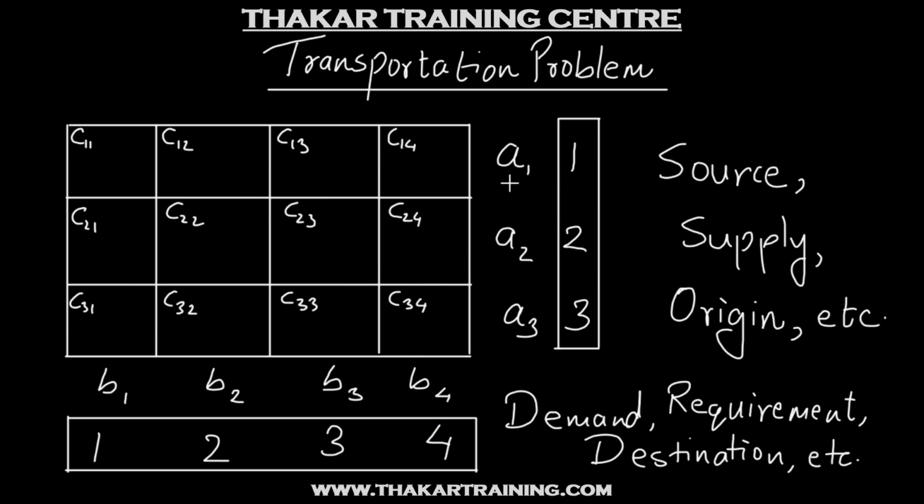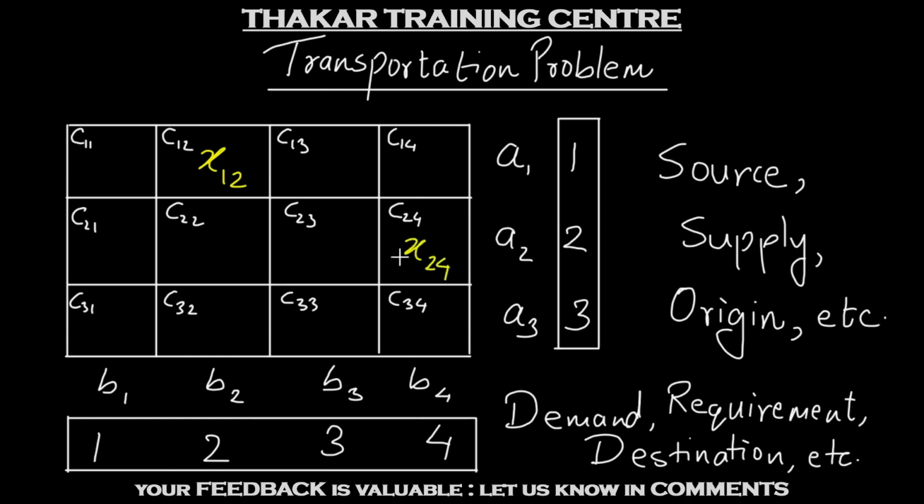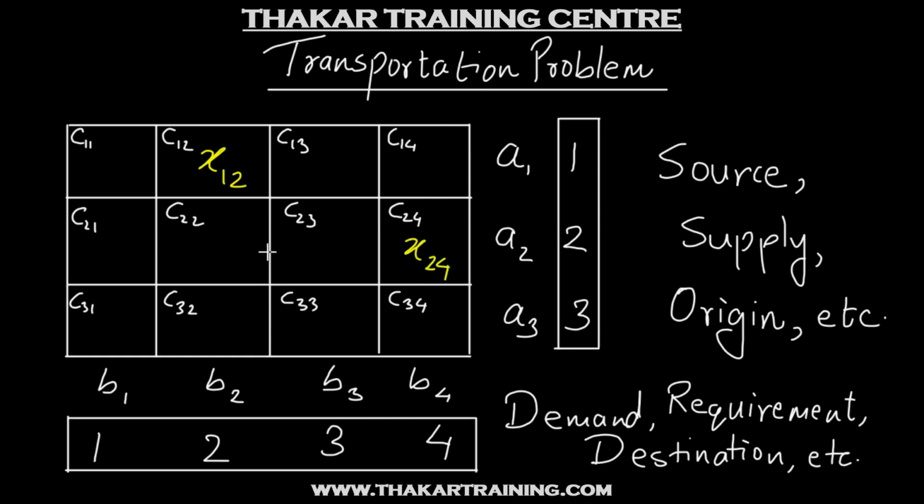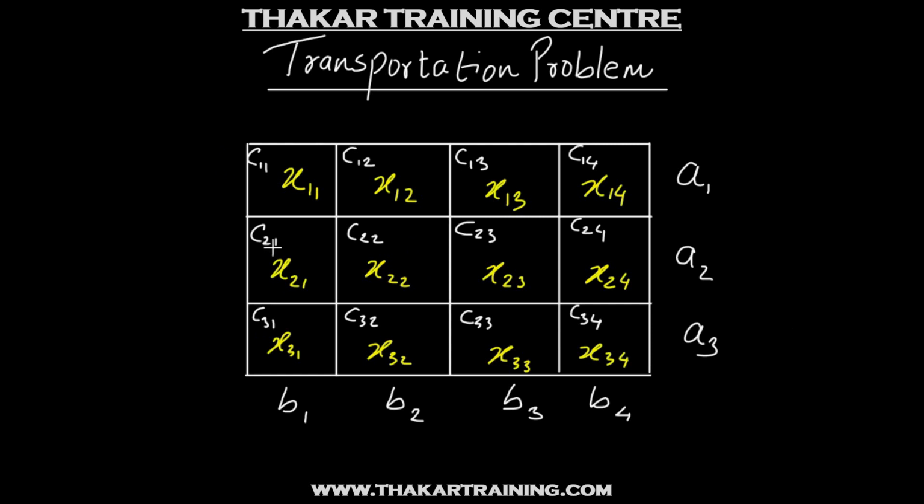Now once all these costs and the capacities are known to us, our aim is to find out what quantities should be supplied from each source to each destination. So let's suppose we decide that we are going to supply some quantities from source 1 to destination 2. Then that is indicated as X12. So X12 is a quantity that will be supplied from source 1 to destination 2. Similarly, if we decide to transport some quantities from source 2 to destination 4, then this will be X24. Then if we decide to transport some quantities from source 3 to destination 2, then that will be X32.